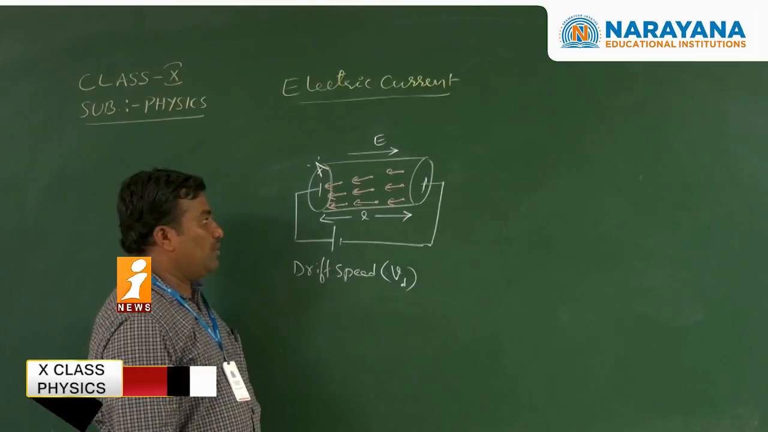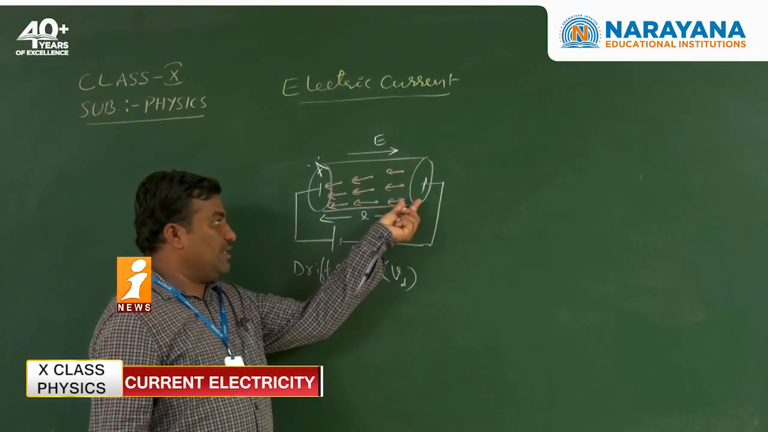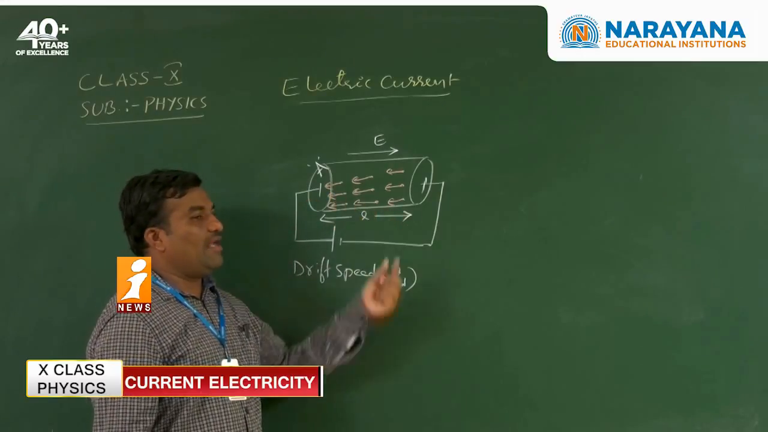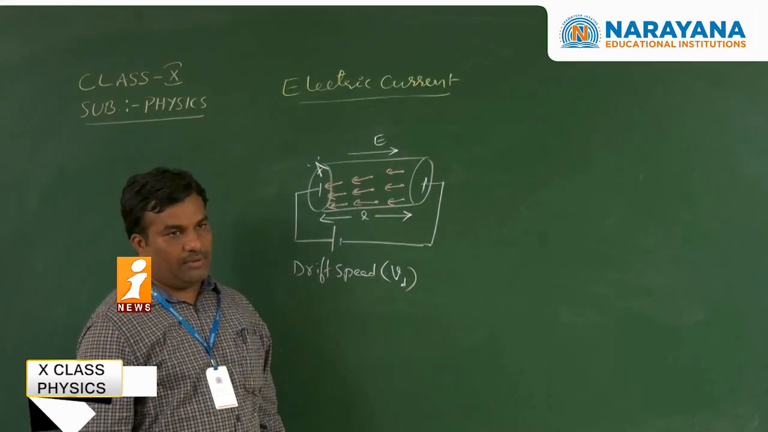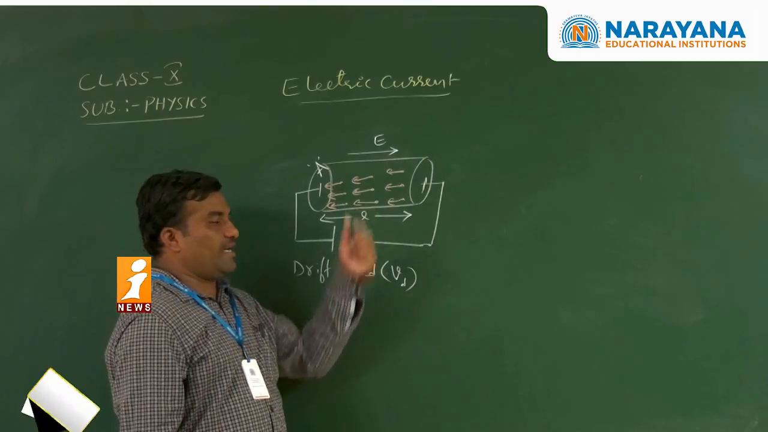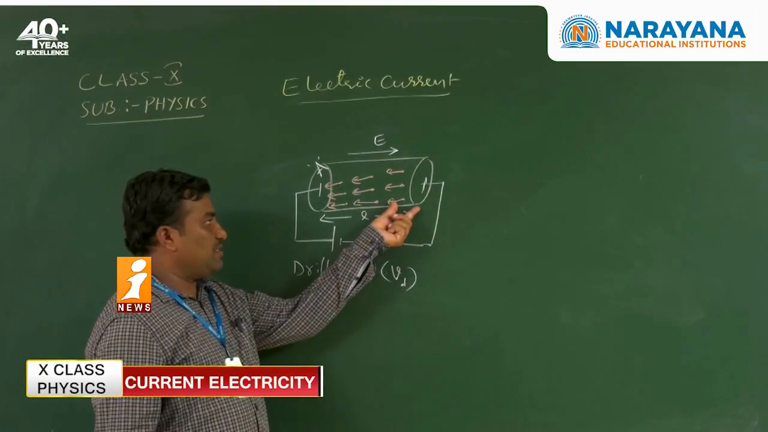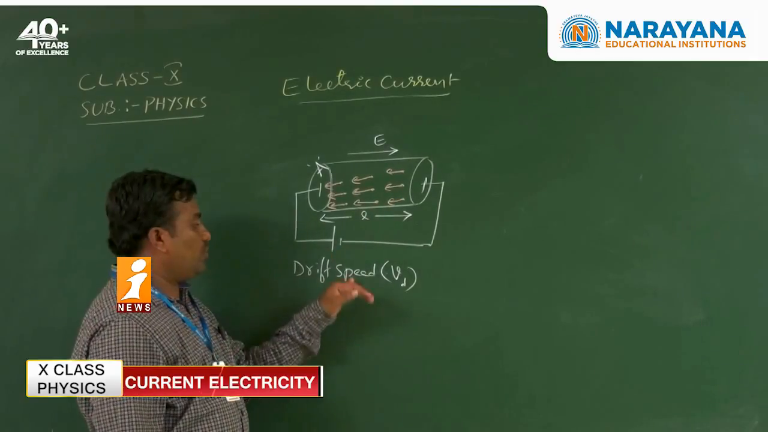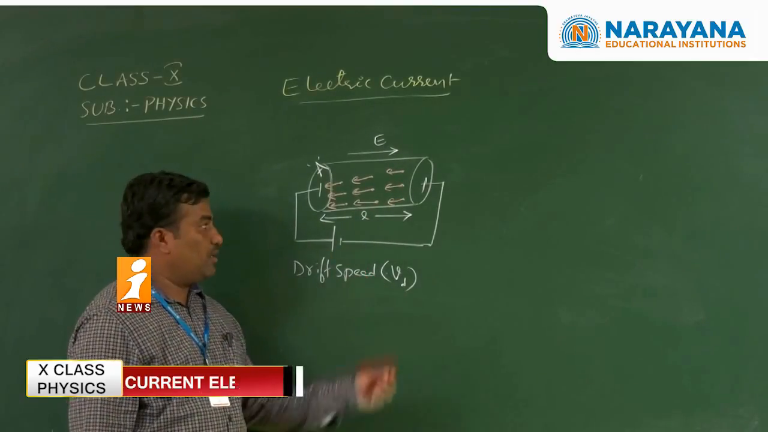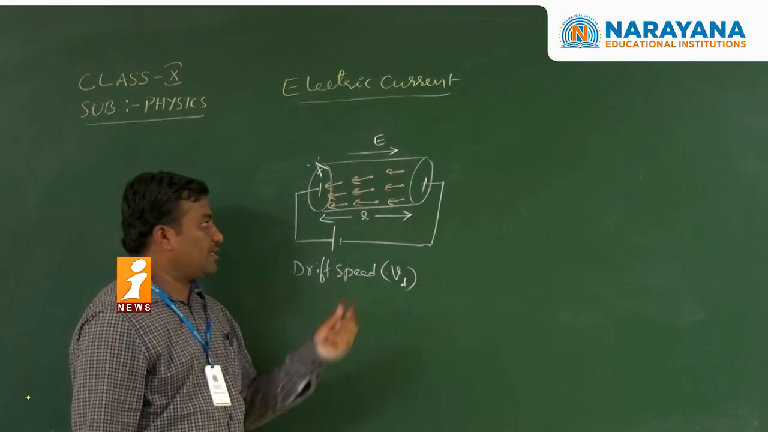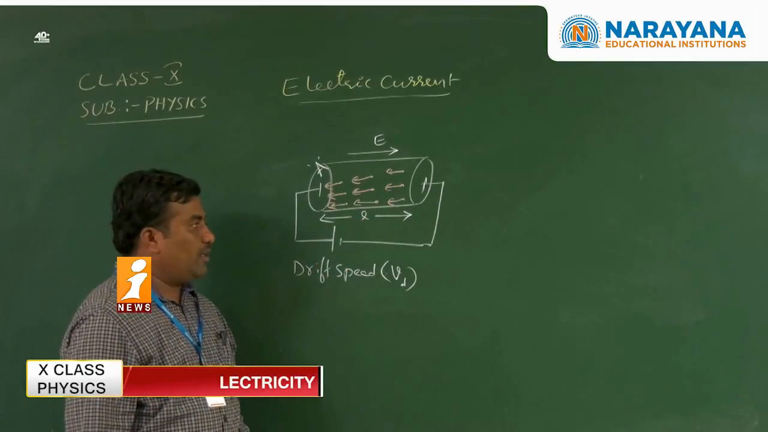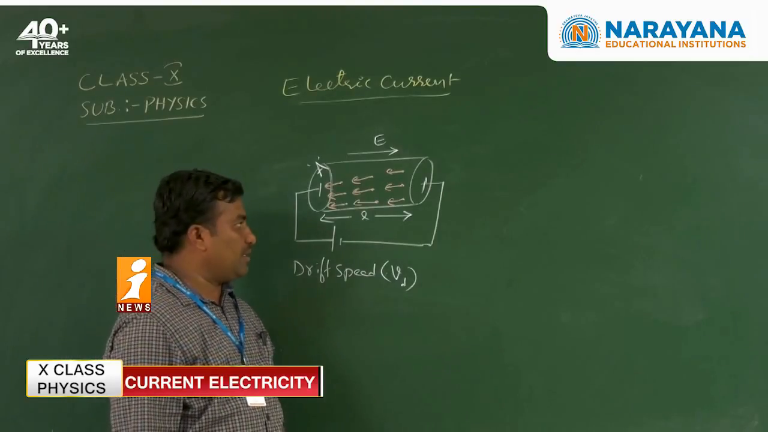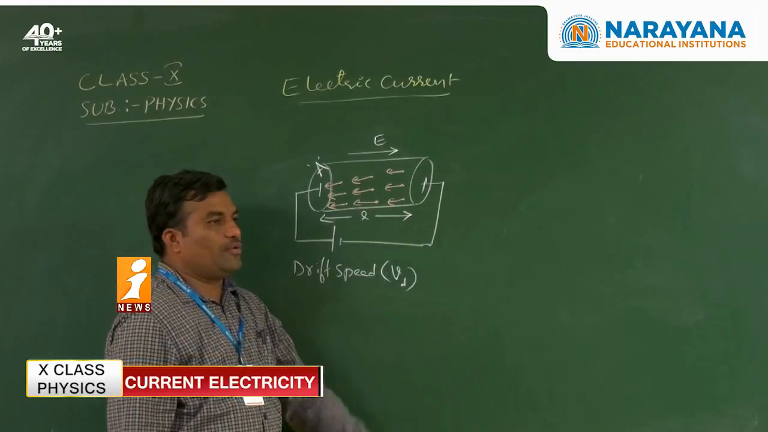The charge travels from one end of the conductor to the other, a length L, under the influence of a force. Here we discuss the electron travelling, the drift speed. The volume of the conductor is equal to A into L.